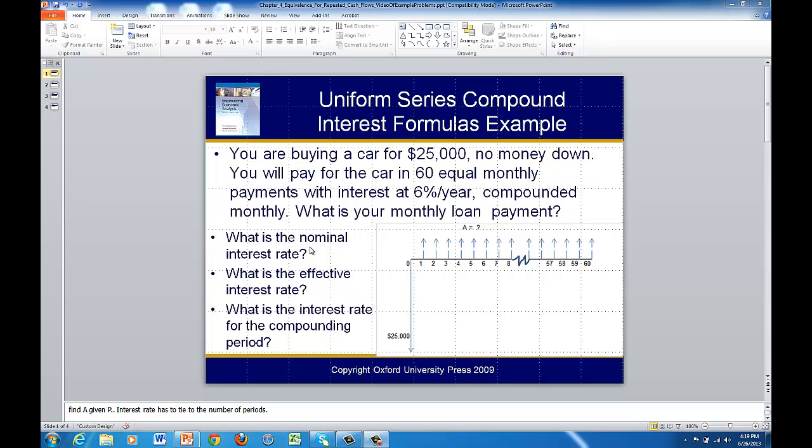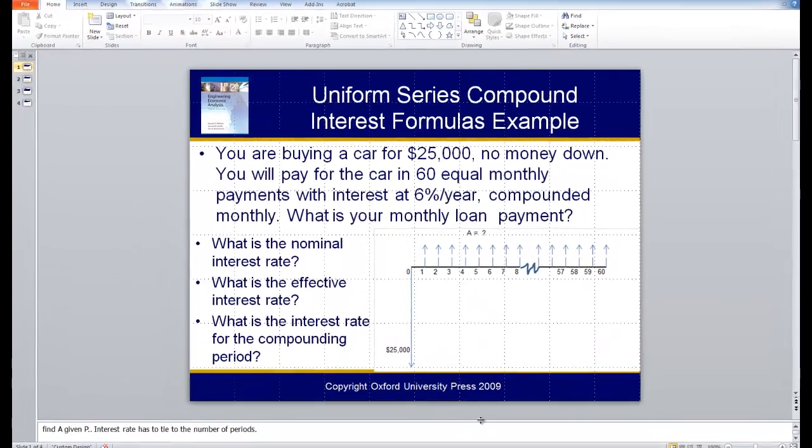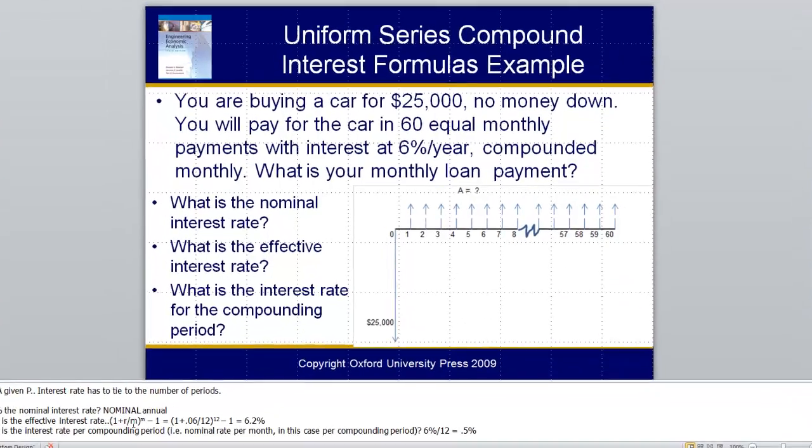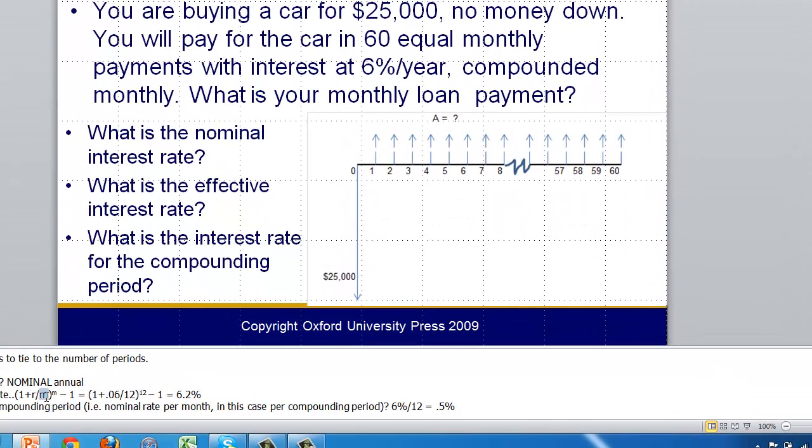Okay, so what is the nominal annual interest rate? Well, it's given as 6% per year. We know that's nominal because it doesn't take any compounding into effect. It's just 6% per year. So what is the effective interest rate? We're going to need to use our formula: 1 plus the nominal annual rate divided by the number of compounding periods in the year, all of that raised to the power of the number of compounding periods in the year, minus 1.